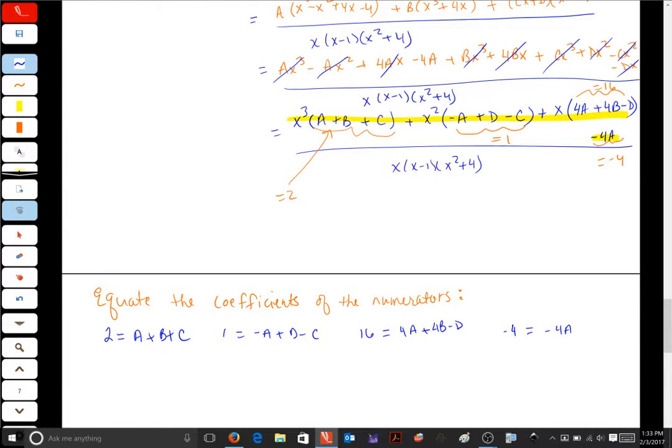I start with the easiest equation. I have a minus 4 equals a minus 4a. What does that tell you a is equal to? 1. I'm going to plug it into all the other a's that I have. So then I'm going to have 2 is equal to 1 plus b plus c. 1 is equal to minus 1 plus d minus c. And 16 is equal to 4 plus 4b minus d. I plugged in a equals 1 into all the other a's, and now the a's are all gone.